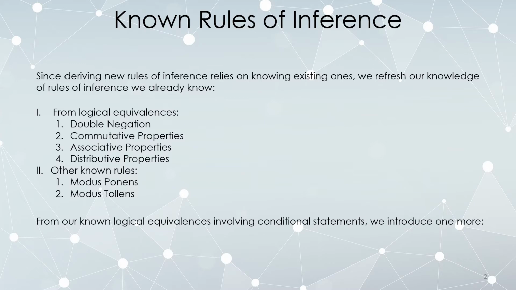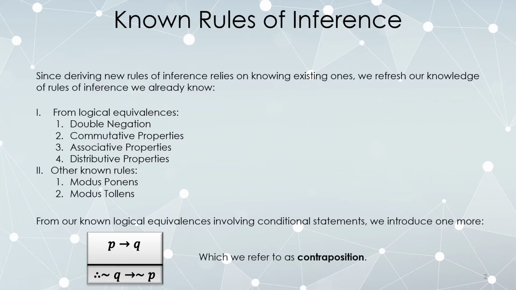Now, one of the known logical equivalences involving conditional statements that we have is the following. P implies Q is equivalent to not Q implies not P. That can be shown to be a tautology through a truth table. We refer to this as contraposition. It's a rule of inference. It has a single given, a conditional statement, and it allows you to derive another conditional statement where instead of hypothesis implies conclusion, it's negated conclusion implies negated hypothesis.